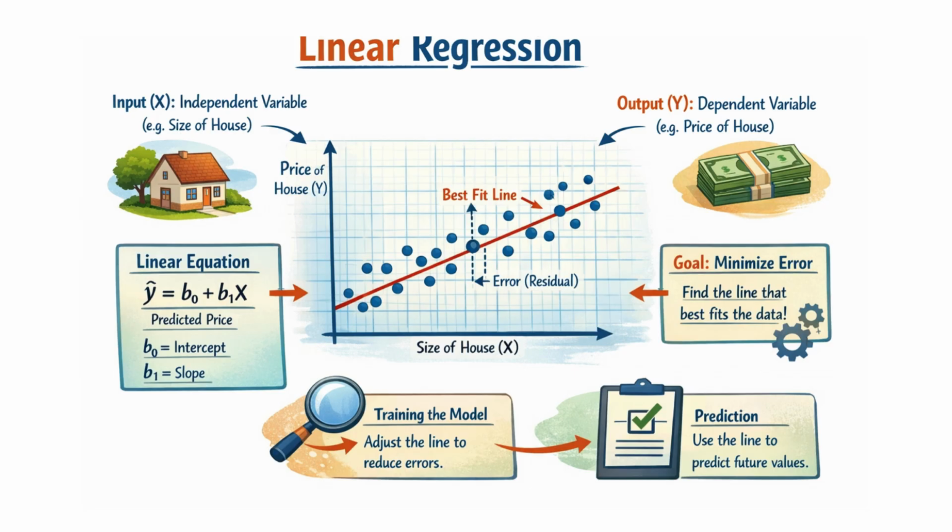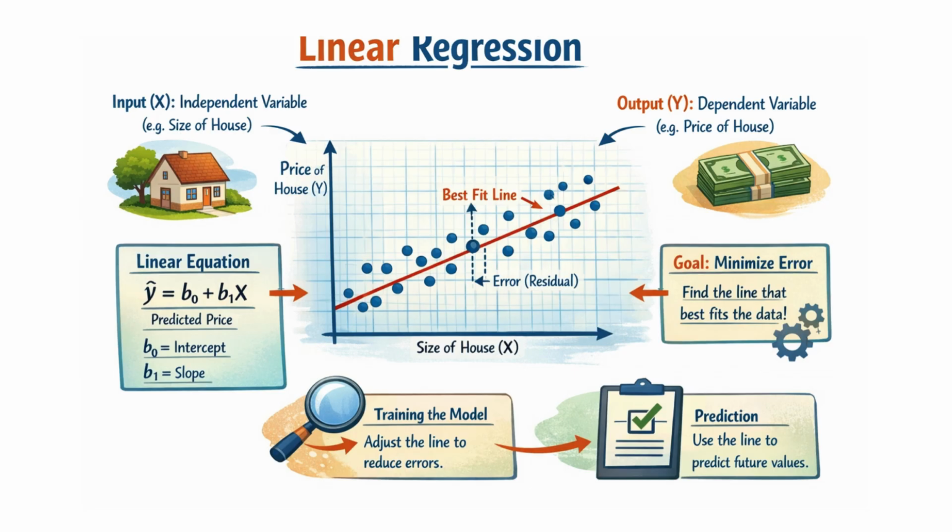The picture also shows the linear equation, y equals b0 plus b1x. b0 is the intercept, where the line crosses the y-axis. b1 is the slope, how much y changes when x increases.